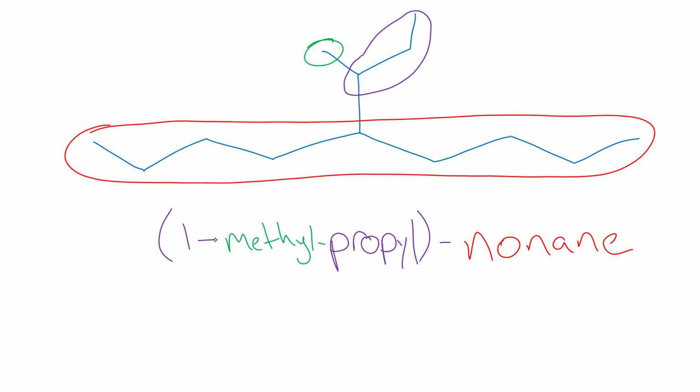Then do we need another number? Yeah, the 5, because the parenthesis group is coming off of the... Bingo. We have to also specify that it's on carbon 5 of the nonane. So 5-(1-methylpropyl)nonane. Doesn't exactly roll off the tongue, but once it's written and you know these rules, you should always be able to get back to the right structure.